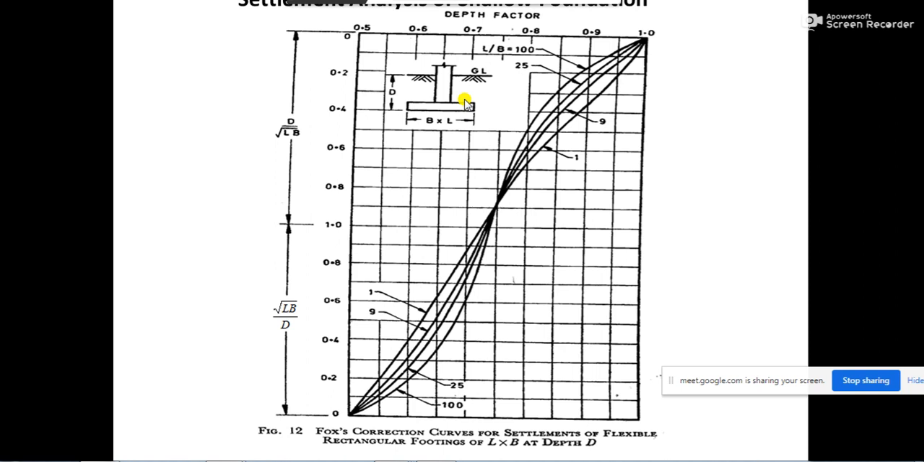Is it clear? Is there any doubt in understanding this chart? Any question on this?